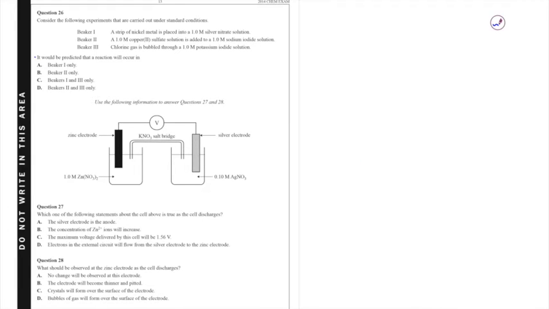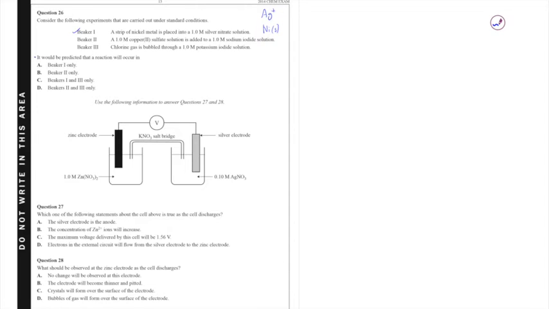It would be predicted the reaction will occur in which of the following options. So we've got three options here, and we're going to need to use the electrochemical series in order to work this out. So in beaker 1, we've got an oxidant, Ag+, and the reductant is the solid nickel. If we have a look at the electrochemical series, we can predict that a reaction will occur, and the reason why is the oxidant, the Ag+, is higher than the electrochemical series, the nickel solid, the reductant. So that means beaker 1, there's definitely a reaction that's going to occur.